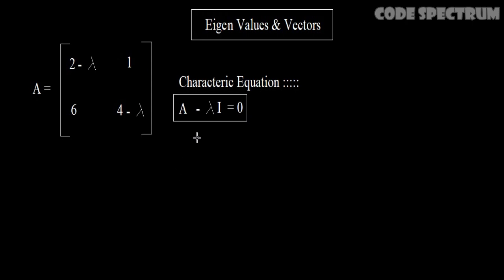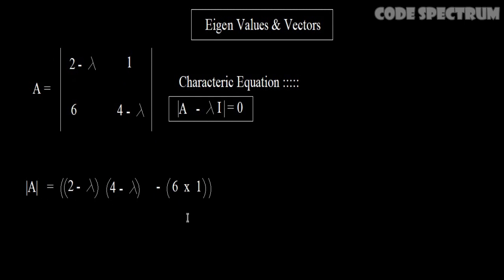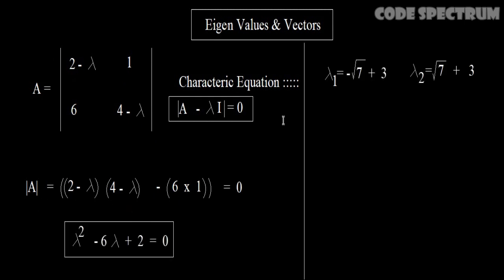Now you need to add the determinant to the characteristic equation and also to this matrix A. Now you need to calculate the determinant. How will you calculate the determinant for 2 cross 2? Multiply the diagonal elements and subtract them. In this case, we will do this and equate this determinant to 0. On solving this equation, you will get this one. On solving with the Sridhar's rule, you get lambda 1 equals minus root 7 plus 3 and lambda 2 equals root 7 plus 3.